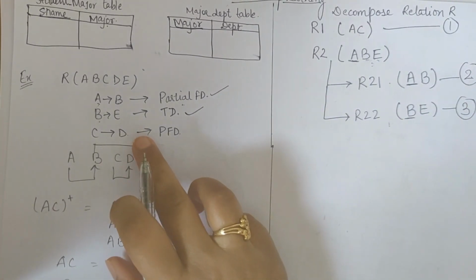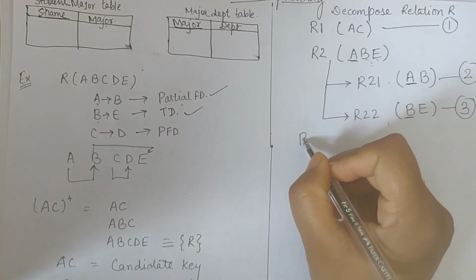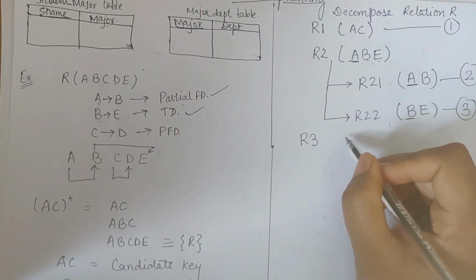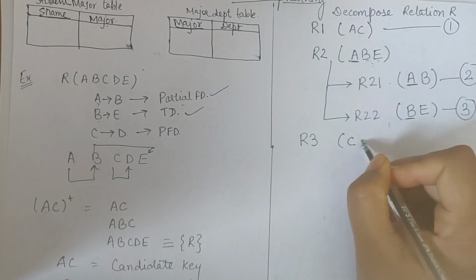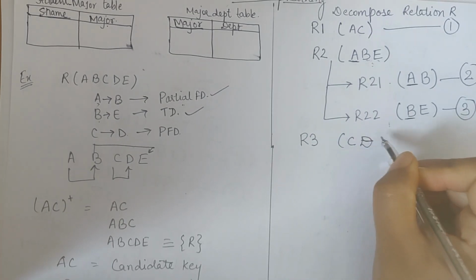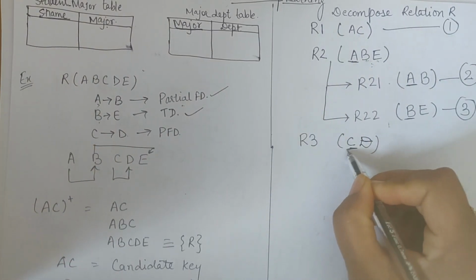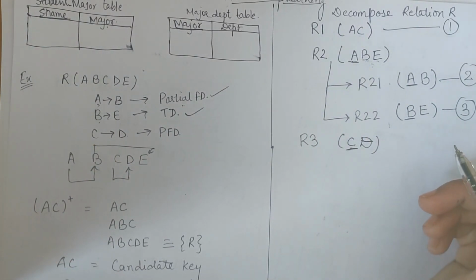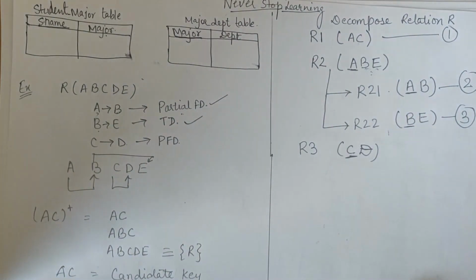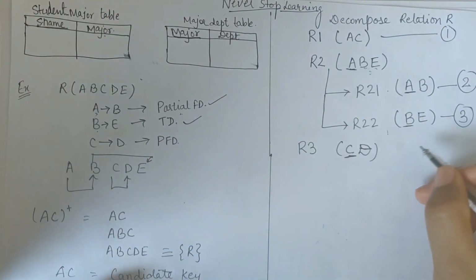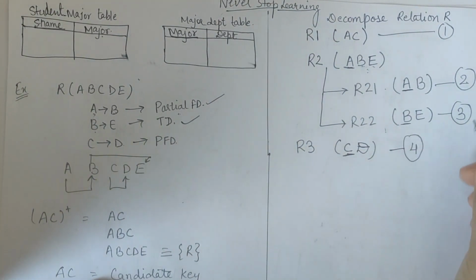Now for this, here also there is partial functional dependency. So for the division, R3 will consist of C and D, because C determines D. For this table, we will make C the key. So this relation R is divided or decomposed into how many tables? 3 tables, and 4 tables. This is the fourth one, 4 tables.